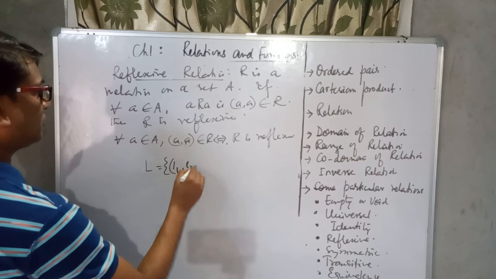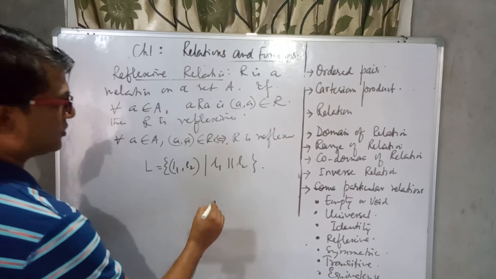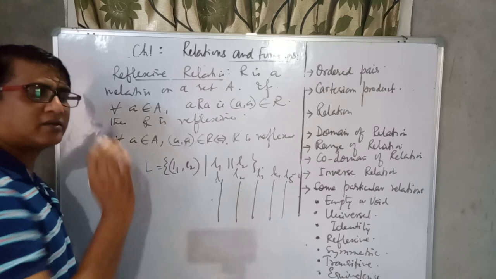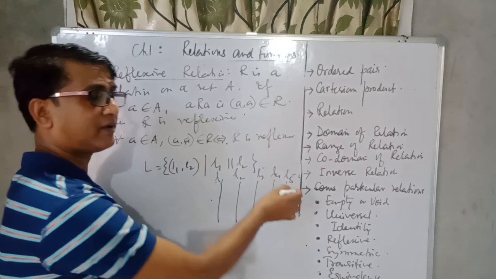L1, L2, such that L1 is parallel to L2. So these are lines in this plane: L1, L2, L3, L4, L5, in this way. L1 is parallel to L1, L2 is parallel to L2, L3 is parallel to L3, L4 is parallel to L4, L5 is also parallel to L5.